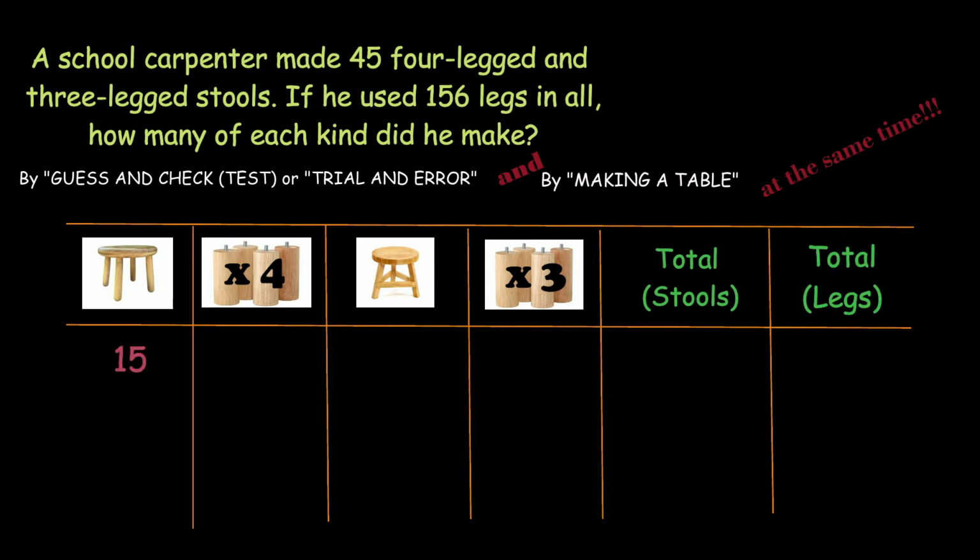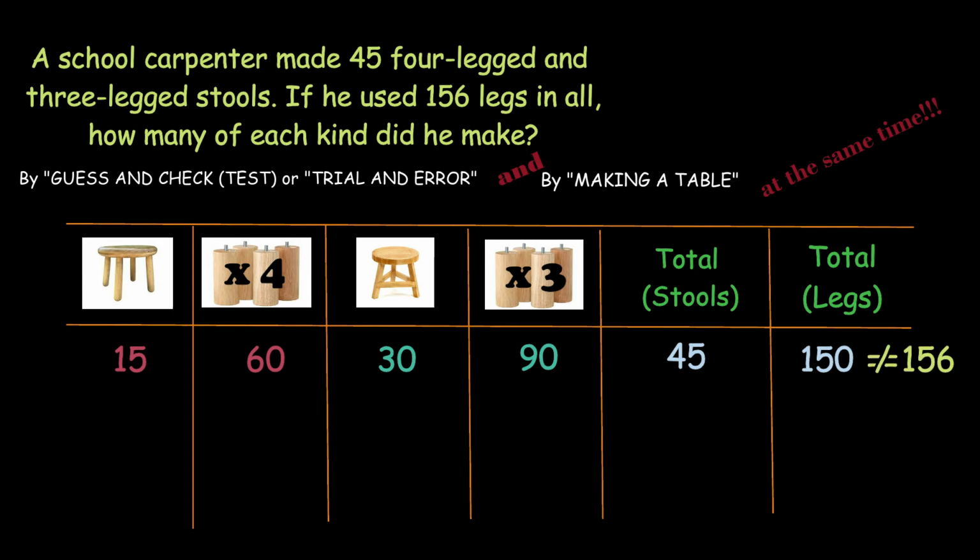For our first guess, 15 four-legged stools, 15 times 4, that will give us 60 legs used. And then for the three-legged stools, we have 30, so 30 times 3, that will give us 90 legs used. And then the total number of stools should be 45, 15 plus 30, right? And then for the total number of legs, 60 plus 90, that's equivalent to 150, which is obviously not equivalent to 156. So let us have another guess.